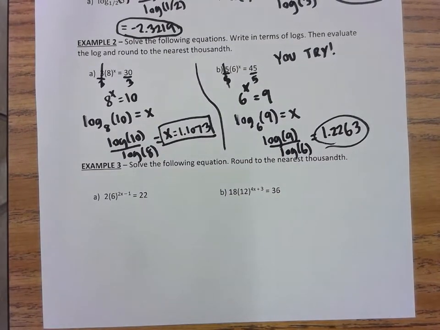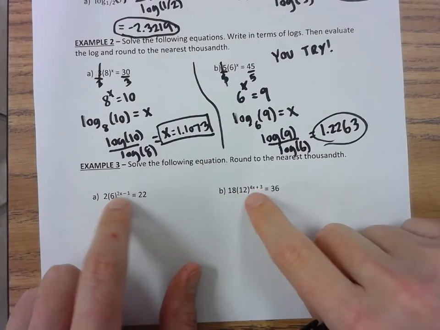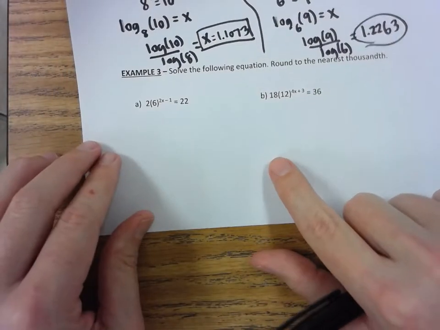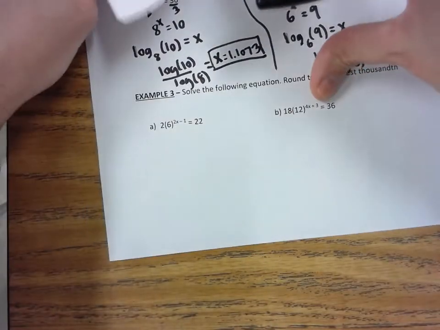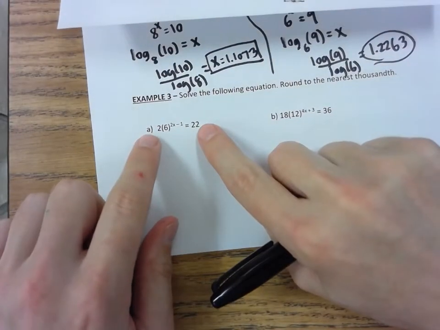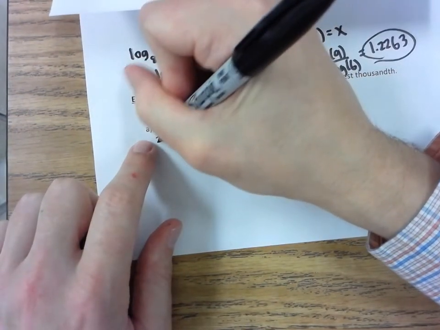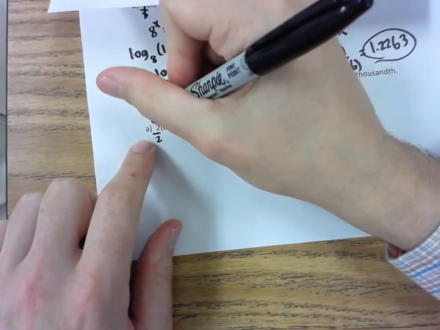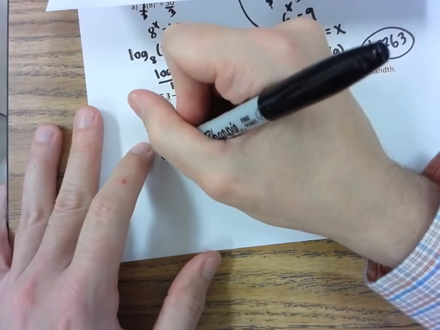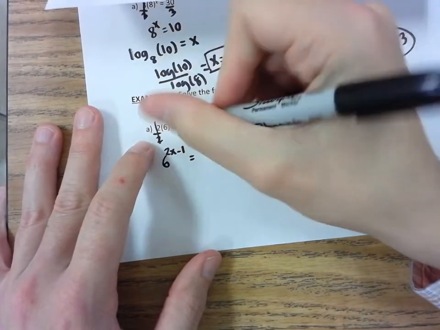Example 3 is very similar, except they have exponents that have more than just an x in there. So let me do A for you, then maybe you can try B on your own. Okay, so for letter A, we still want to divide both sides by the coefficient. That's going to give you 6 to the 2x minus 1. And 22 divided by 2 is 11.